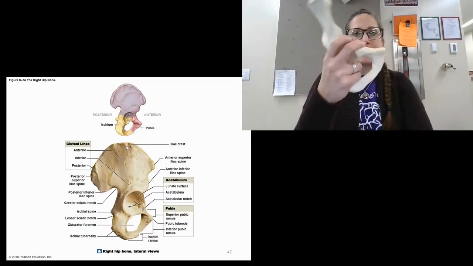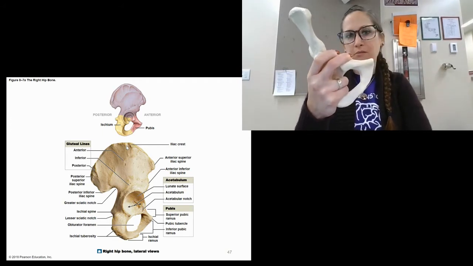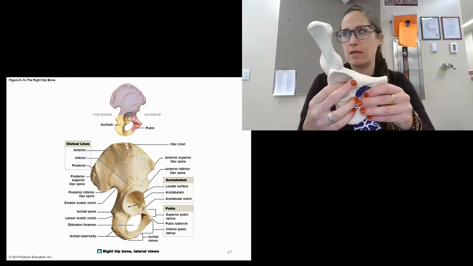Going back and taking a look at the second portion, where my hand is gripping now would be referred to as the ischium, or normally sometimes called the hip portion, because that's where the bulk of the actual hip joint is going to take place.